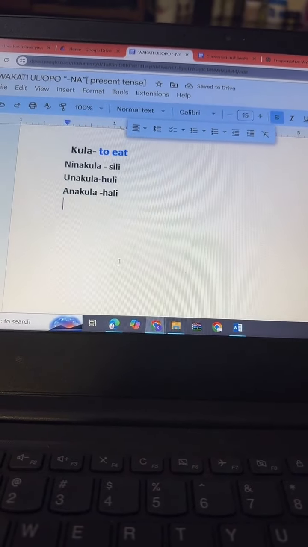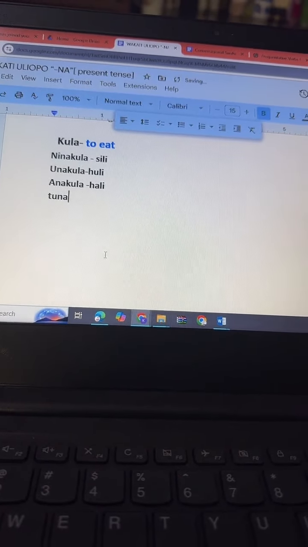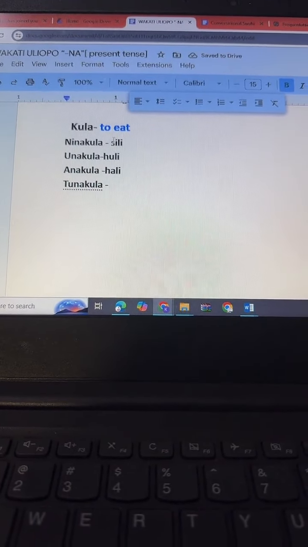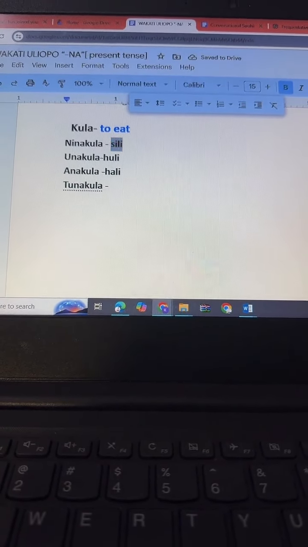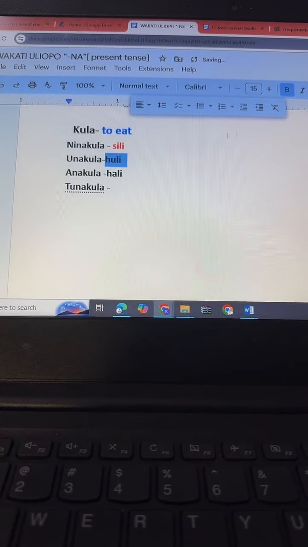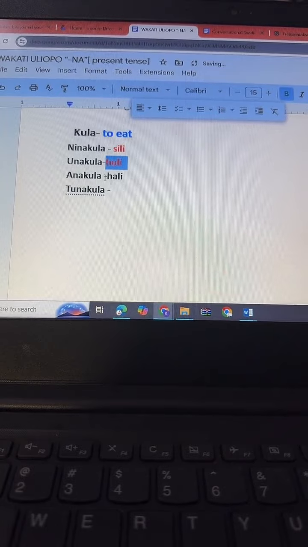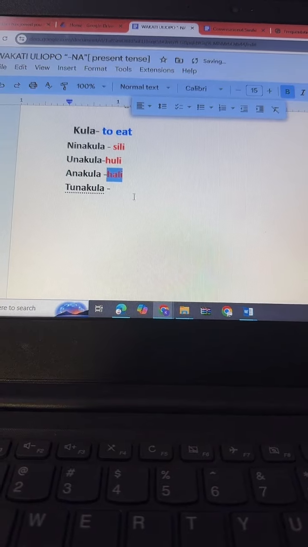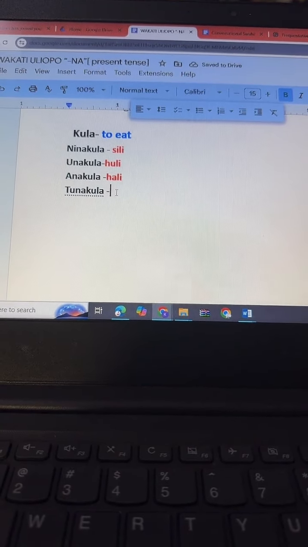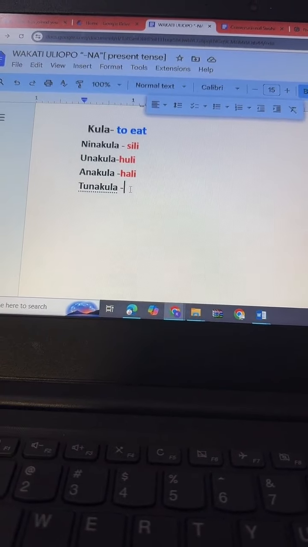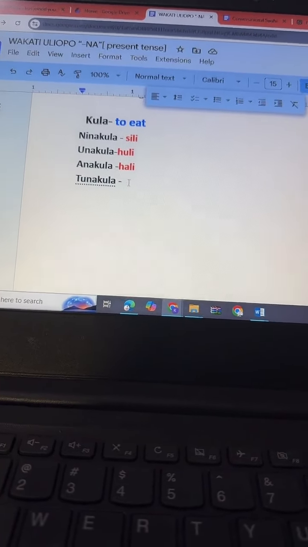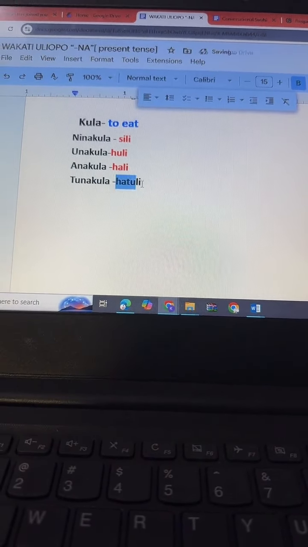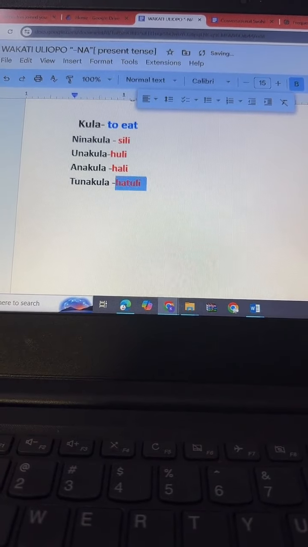Okay, tunakula, we are eating. How do we say we are not eating? Abdul, you have written sili. Anakula, he or she is eating. Tunakula, we are eating. We want to say we are not eating. Asante sana dada Francie. Hatuli, we are not eating.